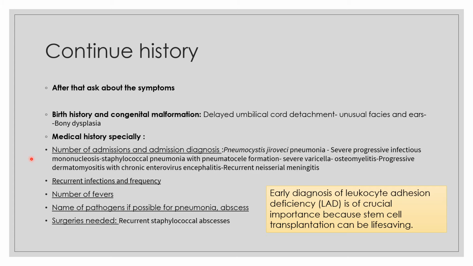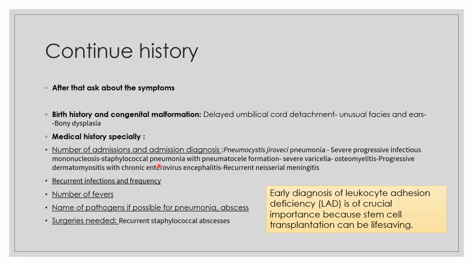Usually the patient with a primary immune deficiency will have a significant medical history. So we will ask about the number of admissions and the admission diagnosis. For example, if the patient had pneumonia, and if possible, what organism it was, especially if there is any pneumocystis jirovecii pneumonia. And we will ask if the patient had severe progressive infectious mononucleosis. Like there are patients who will have simple EBV, but some of them will have this severe progressive infectious mononucleosis, and it is significant to know this information.